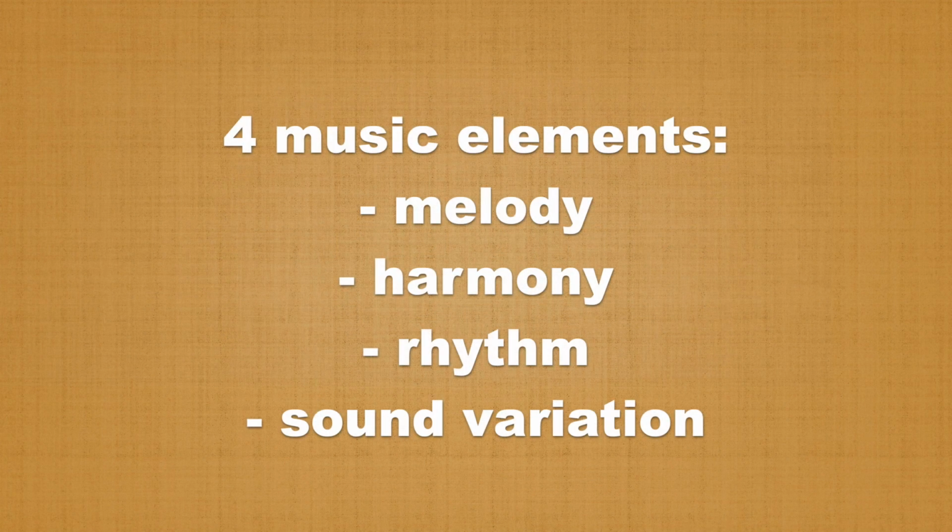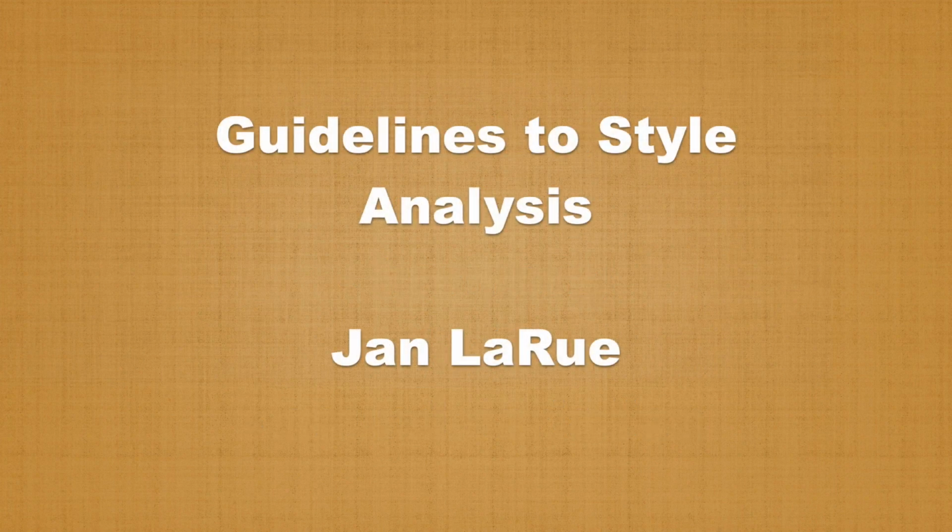Music is made up of 4 elements: melody, harmony, rhythm, and sound variation. These 4 elements work in symbiosis to bring music to life. A genius stroke of music notation is that you can see the music as a sum of all of its parts while being able to discern each of the elements individually. This is done through use of a symbol, an alteration to a symbol, an instruction, or orientation. If you'd like to dig deeper into the subject, I recommend the book Guidelines to Style Analysis by Jan Leroux.